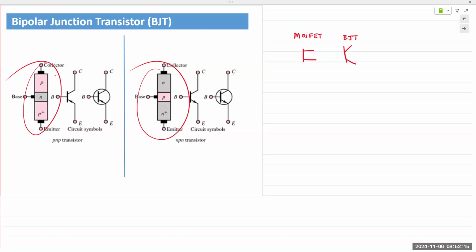The operation is completely different. Okay. So for FETs and MOSFETs, we are relying on the effects of an electric field for the current to flow through. Here, it'll be more based on the PN junction current flow.